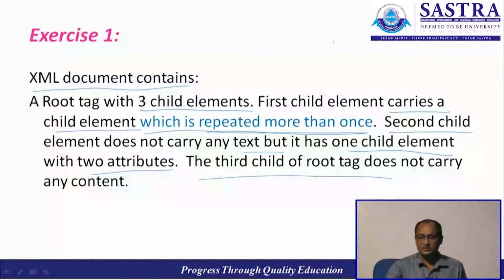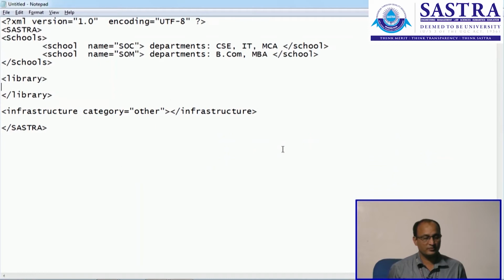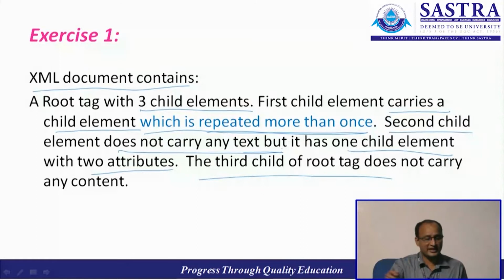Second child element does not carry any text, but it has one child element with the two attributes. I have the second child as library, and in the library I would like to have books. Look at that: second child does not carry any text, but it has one child element with the two attributes.